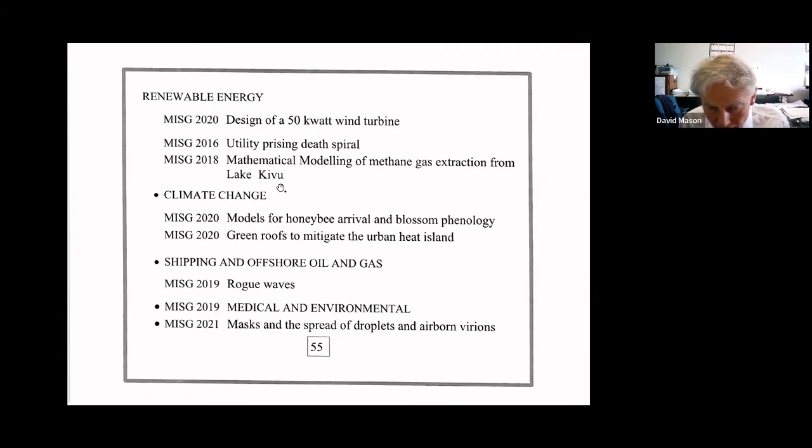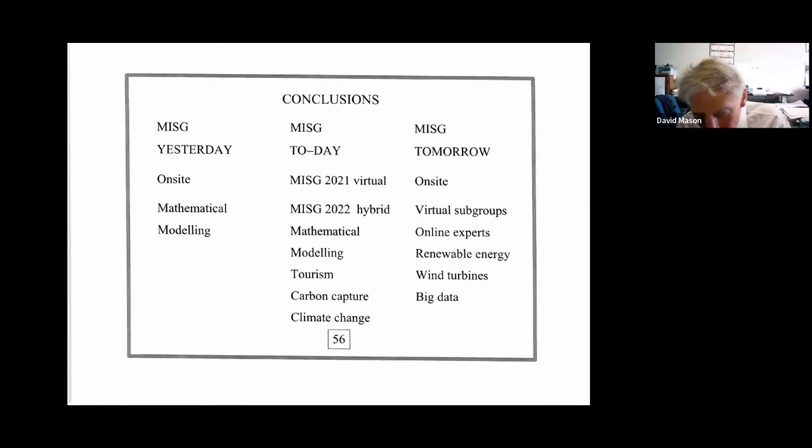Mathematical modeling of gas extraction from Lake Kivu, climate change, models for honeybee arrival and blossom phenology. The honeybees and blossom now come out at different times. Green roofs to mitigate the urban heat island, which was a very interesting problem. The one on rogue waves, they're large waves that can damage shipping off the coast of South Africa. And then we did one on masks, and the masks even have application in the environment.